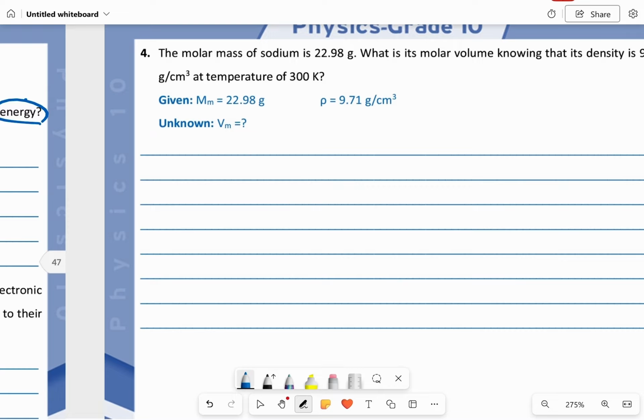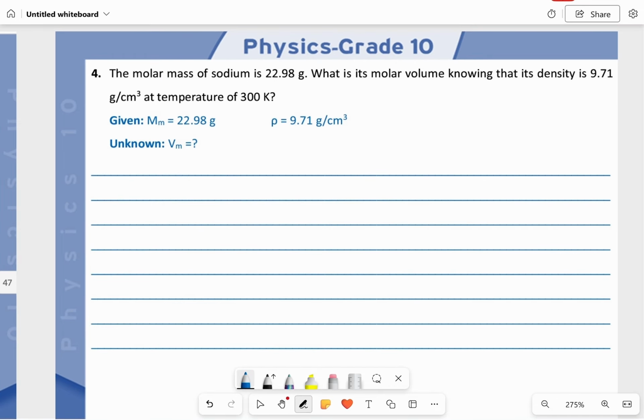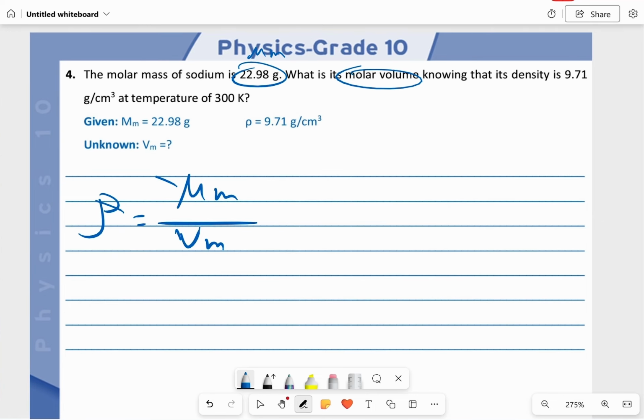We have question 4. The molar mass of sodium is 22.98 grams. So this is the molar mass. What is the molar volume, knowing its density is 9.71? So density is equal to molar mass divided by molar volume. Do you have molar mass? Yes. Do you have density? Yes. It says find molar volume. You don't have molar volume. Rearrange the equation. So molar volume is equal to molar mass divided by density.